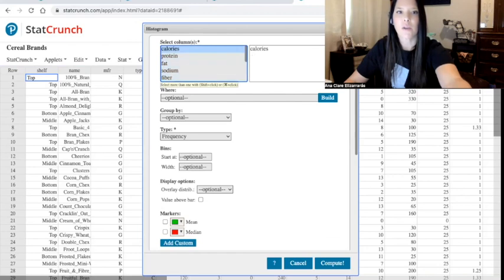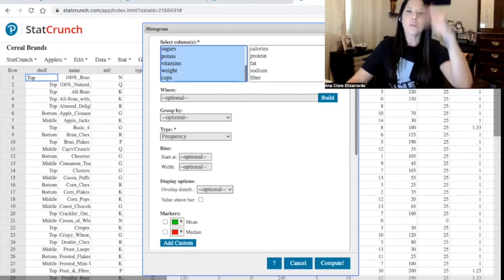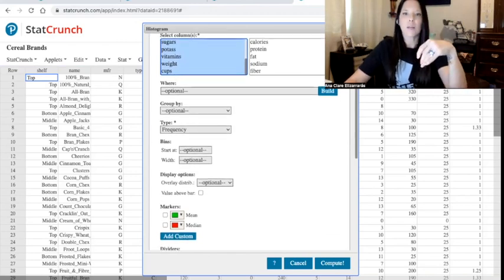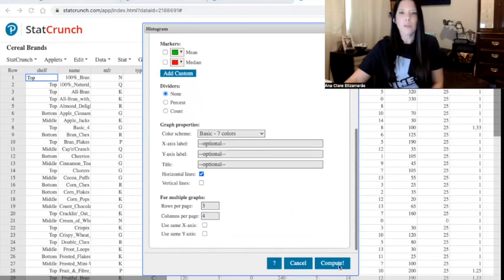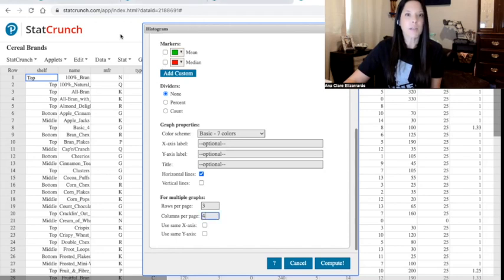You could hit calories and hold the Shift key and go all the way down to the bottom. That works as well, but you want to make sure you have all of them. You need to go down to the bottom of this window though, and you want to put 3 rows and 4 columns. Then we click Compute. You could add the mean and the median just to kind of see. That would tell you whether your distributions are symmetric or skewed.